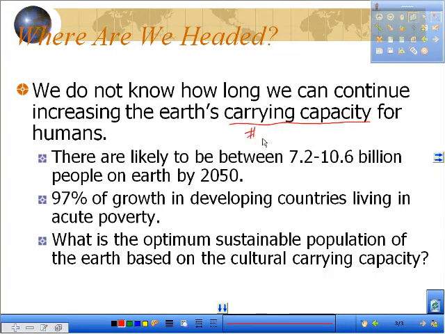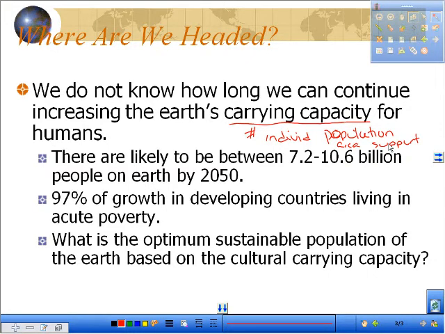It's the number of individuals in a population that the area can support. Hopefully you can read my scratching. And so every area and every species has a different carrying capacity.